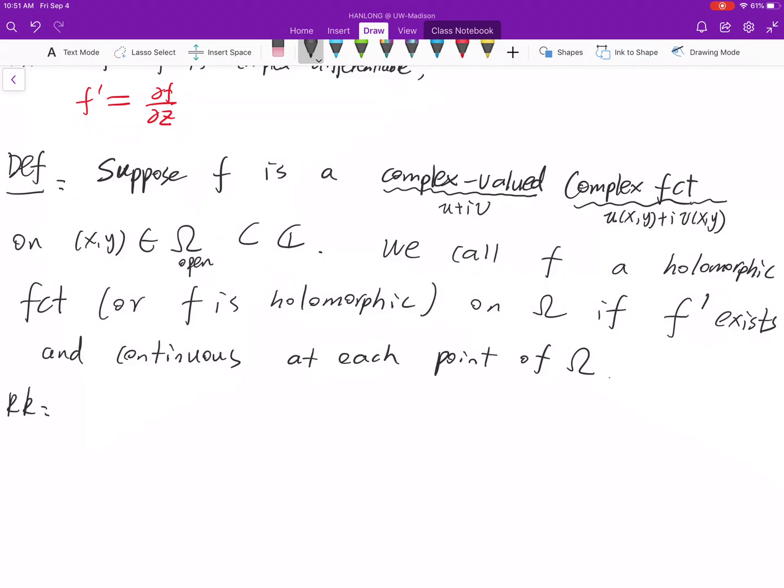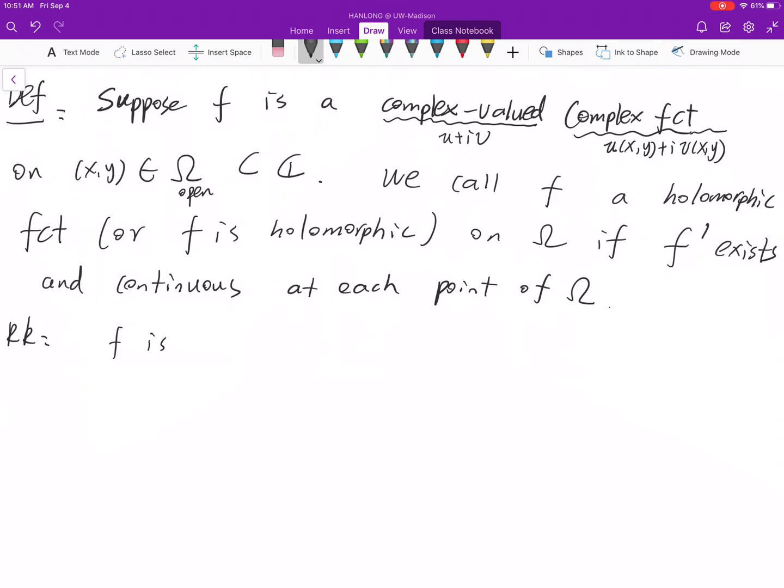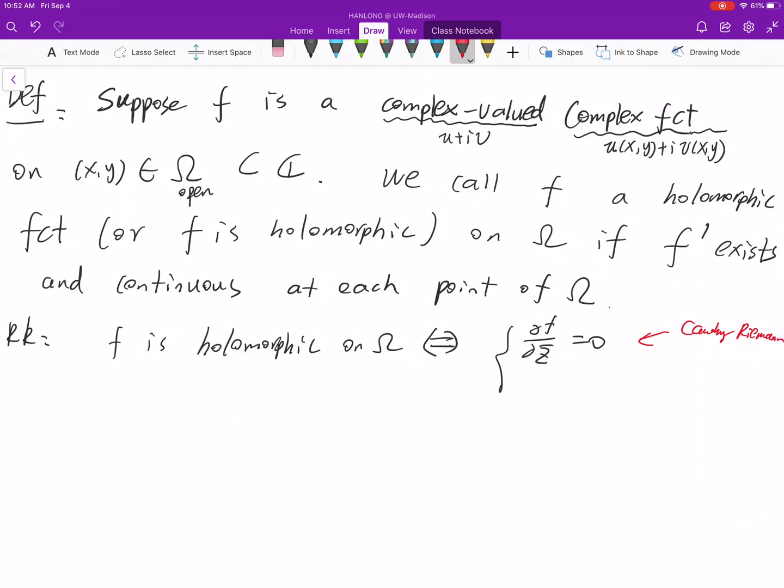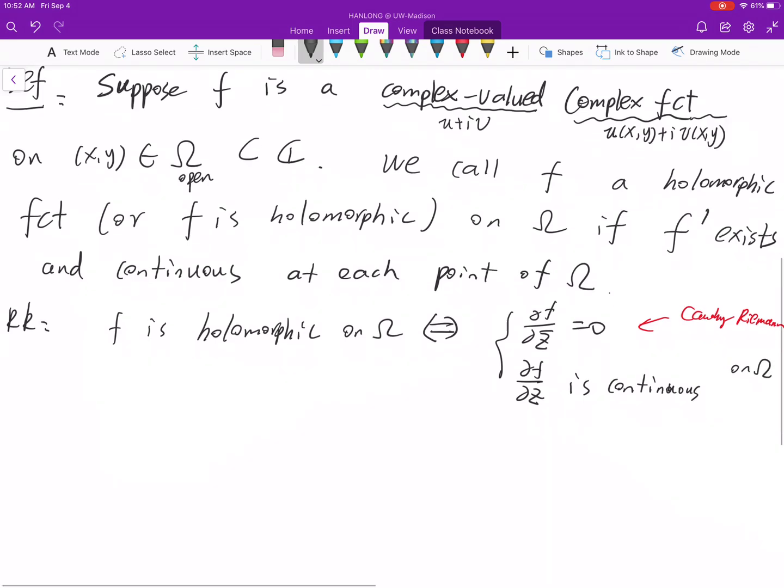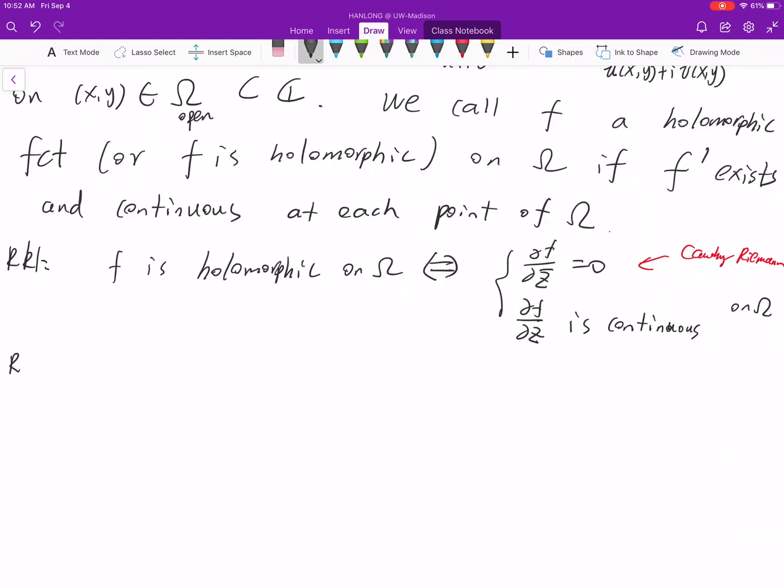So remark, in other words, f is holomorphic on Omega is equivalent to the following conditions. First, partial f partial z bar is 0. This is the Cauchy-Riemann equation. And secondly, partial f partial z is continuous on Omega. Remarkable. And remark 2.